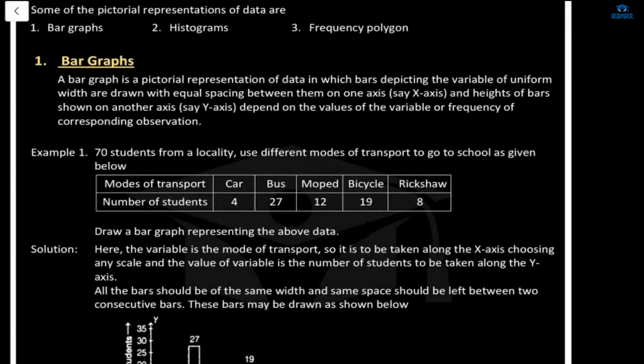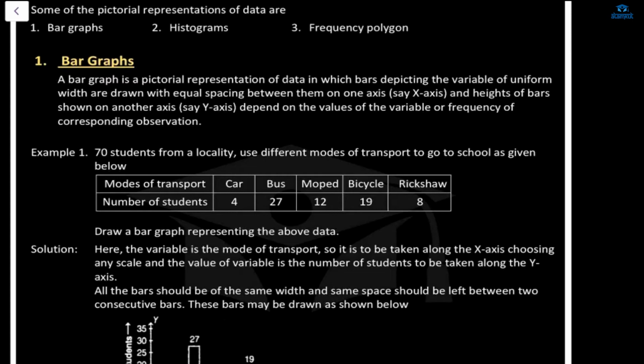Okay, so bar graph is a pictorial representation of data in which bars depicting the variable, of uniform width, are drawn with equal spacing. Here the spacing should be equal. Ma'am, in bar graphs, the format should be discontinuous, right? Yeah, the format is discontinuous. Actually, bar graphs are generally not drawn with grouped data. For ungrouped data, we make bar graphs.